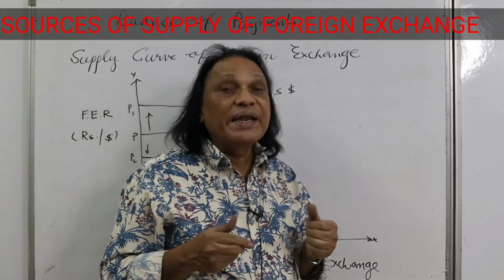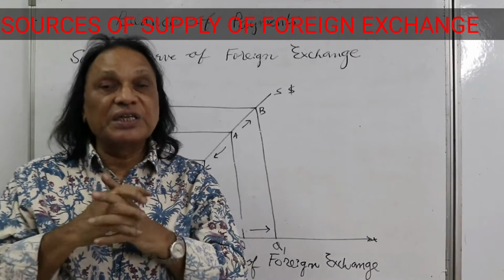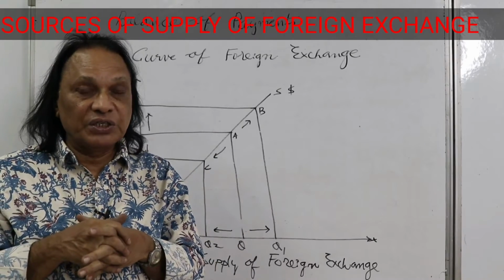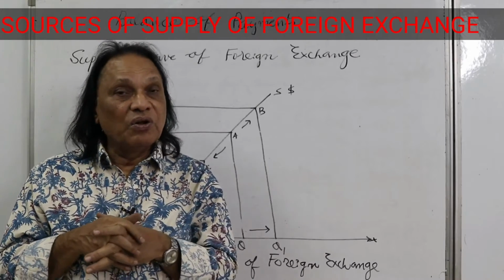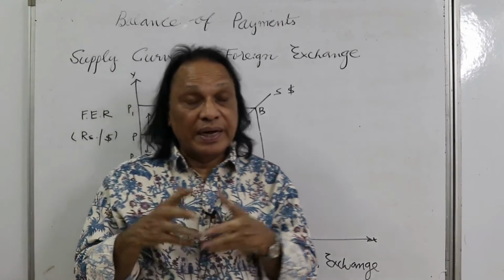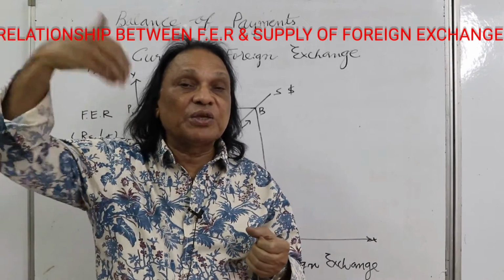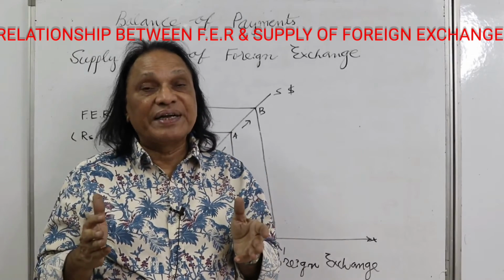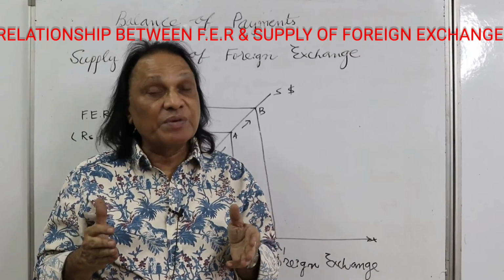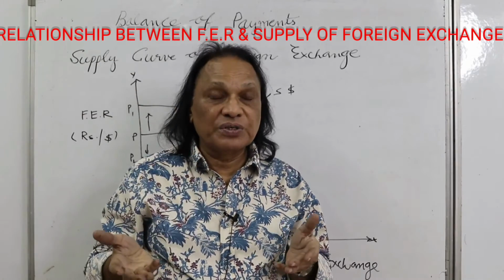Now today, let's see the relationship between the foreign exchange rate and supply of foreign exchange. Last year in microeconomics, you learned there is a direct relationship between the price of a commodity and supply of the commodity. Same applies here. All supply curves are rising upwards. Demand curves are sloping downwards. Supply curves are rising upwards.